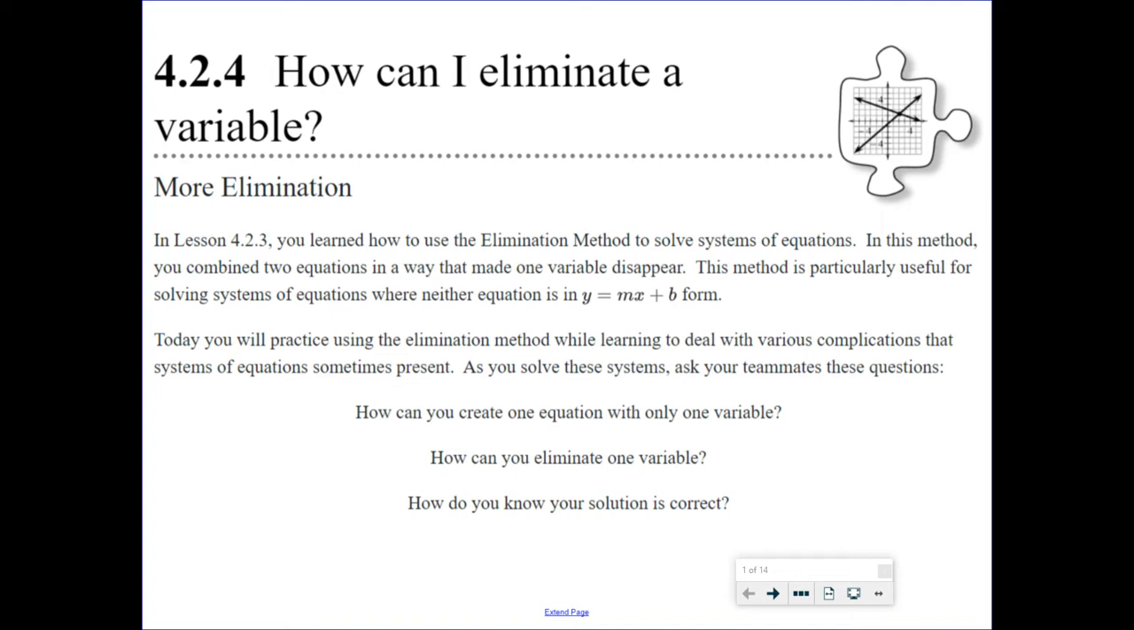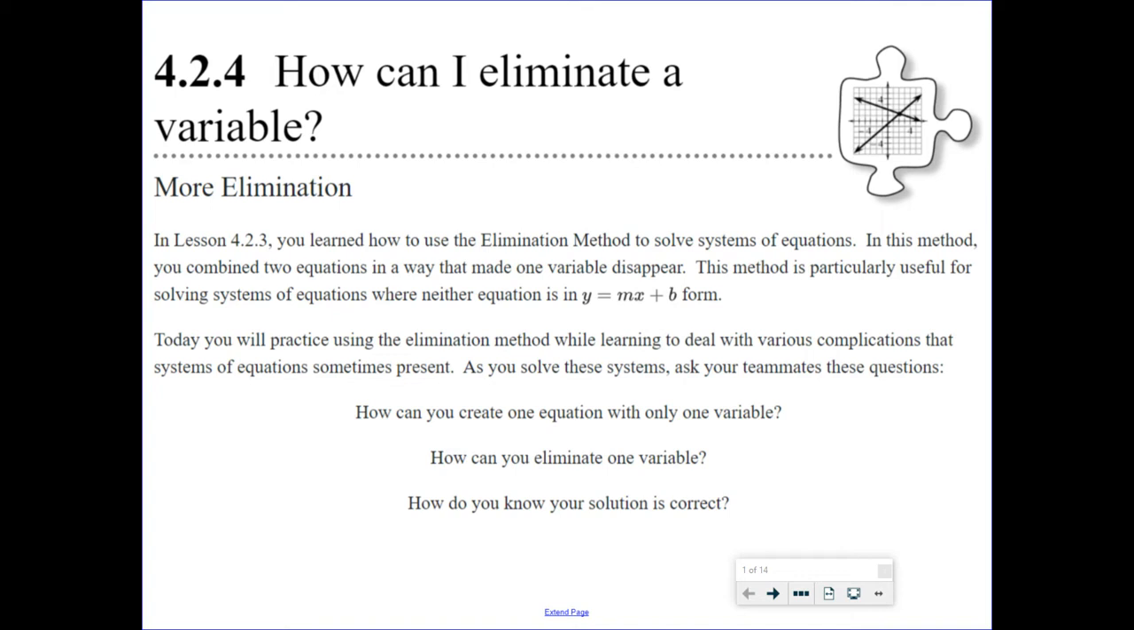Okay. More elimination. In lesson 423, you learned how to use the elimination method to solve systems of equations. In this method, you combine two equations in a way that made one variable disappear. This method is particularly useful for solving systems of equations where neither equation is in y equals mx plus b form. Today, you will practice using the elimination method while learning to deal with various complications that systems of equations sometimes present. As you solve these systems, ask your teammates or ask yourself these questions.